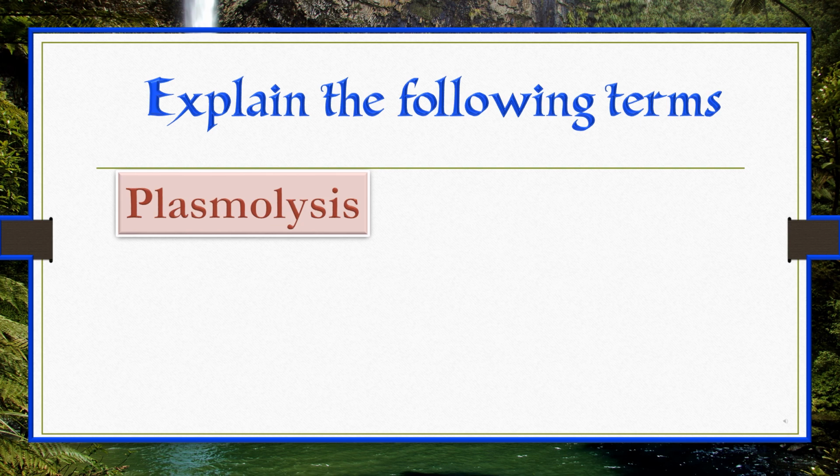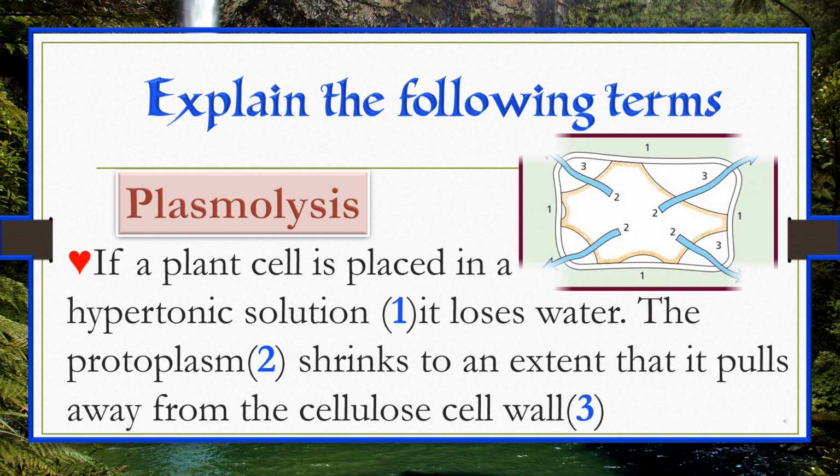Plasmolysis. If a plant cell is placed in a hypertonic solution, that is solution 1, it loses water. The protoplasm, that is number 2, shrinks to an extent that it pulls away from the cellulose cell wall, number 3. That's what we call plasmolysis.